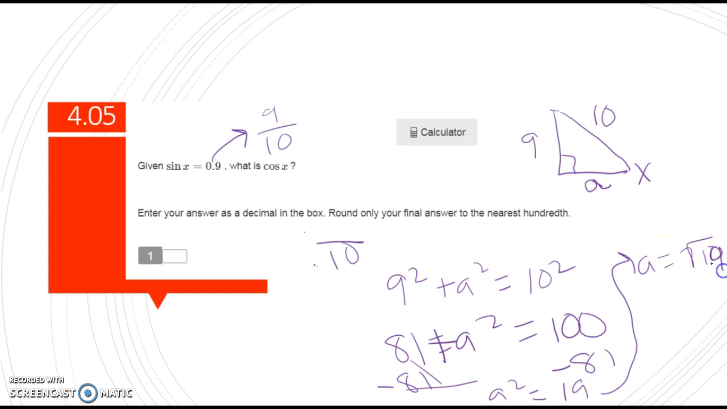Oops, not 10, 19. So we put that in this fraction, and it doesn't look pretty, but that's okay because they want a decimal anyways. So you're going to grab your calculator, and you're going to put square root of 19, and then you're going to divide that by 10. And you will end up with 0.4358, and it says to the nearest hundredth, so it's 0.44, and you're done.